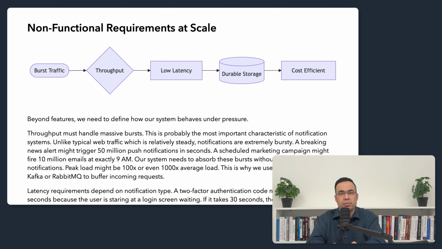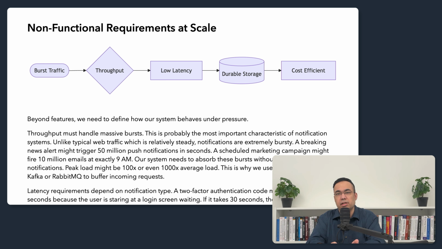Unlike regular web traffic, which stays relatively steady, notifications are extremely bursty. When Spotify announces its Wrapped feature is ready, when Amazon starts Prime Day, or when a news app breaks election results, you are suddenly sending millions of notifications in seconds, not spread across 24 hours. Peak load might be 100x or even 1000x of your average load.